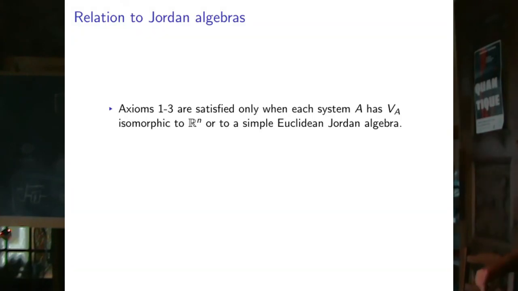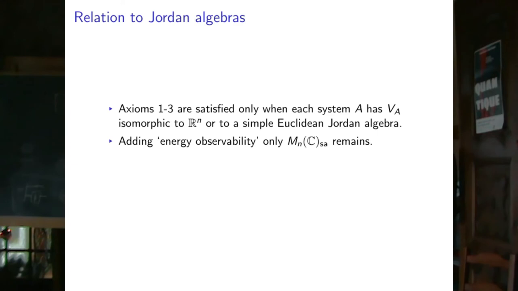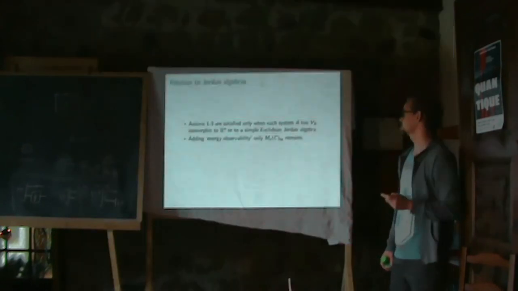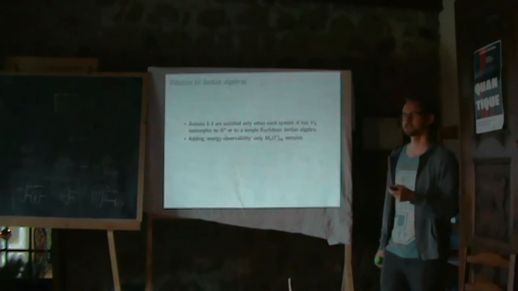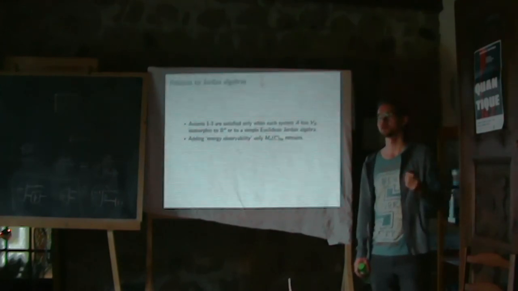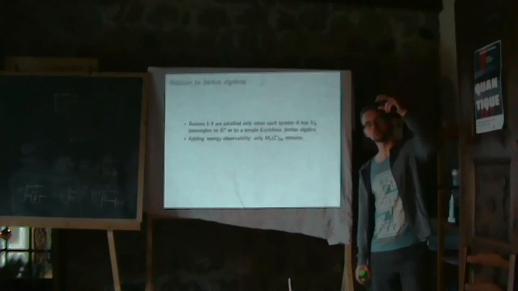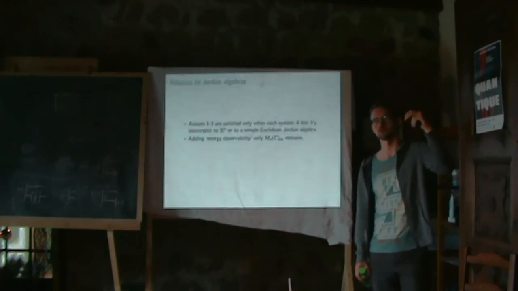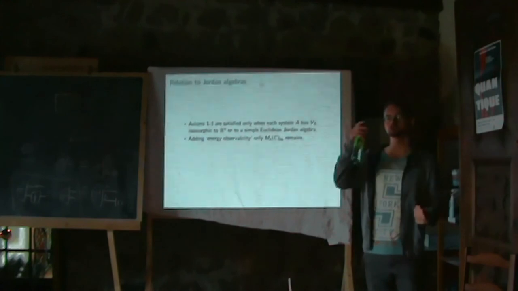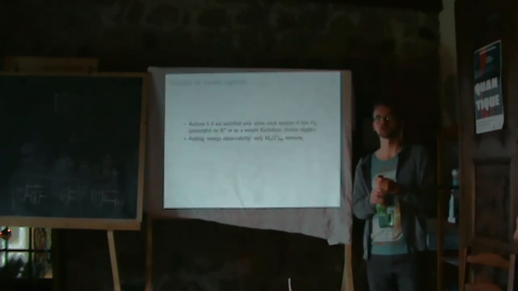It turns out that the first three axioms are satisfied only when the Euclidean Jordan algebra of the system is isomorphic to R^n, so to a classical system, or to a simple Euclidean Jordan algebra. But then when you add this energy observability requirement, the only Euclidean Jordan algebras that satisfy it are the complex matrix algebras. And the reason for that is that what's very special about the space of matrices over the complex numbers is that the number of self-adjoint operators is equal to the number of anti-self-adjoint operators. And that allows you to make this correspondence, because the anti-self-adjoint operators are the ones that generate time evolutions.